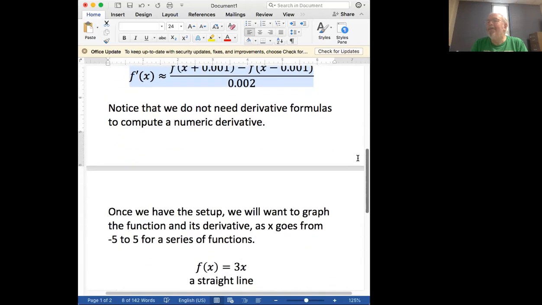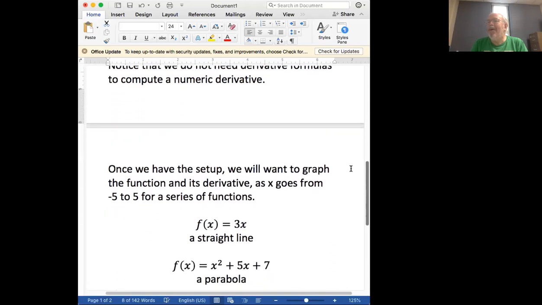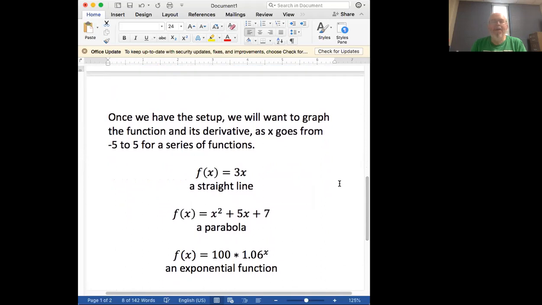Our plan is we're going to set things up, and as we do with Excel, one of the things we want to do is build a template, and once we have the template, use that for several different functions. And so we're going to look at functions going from -5 to 5, first for a linear function, then a quadratic function, then an exponential function. Let me shift to the Excel worksheet.